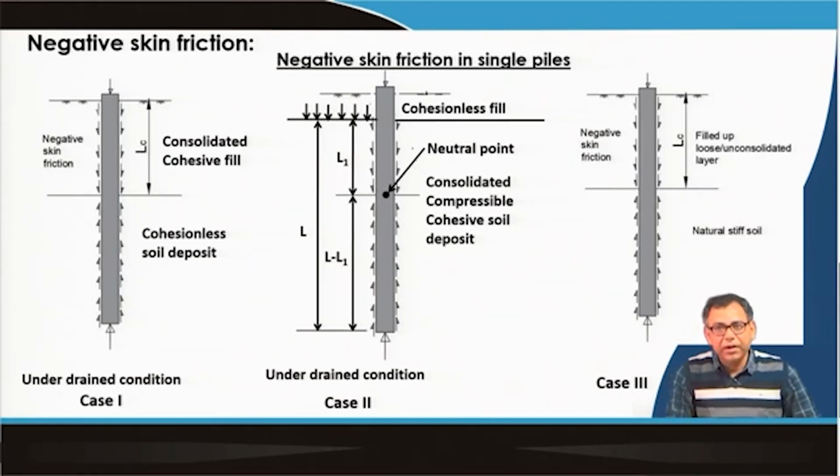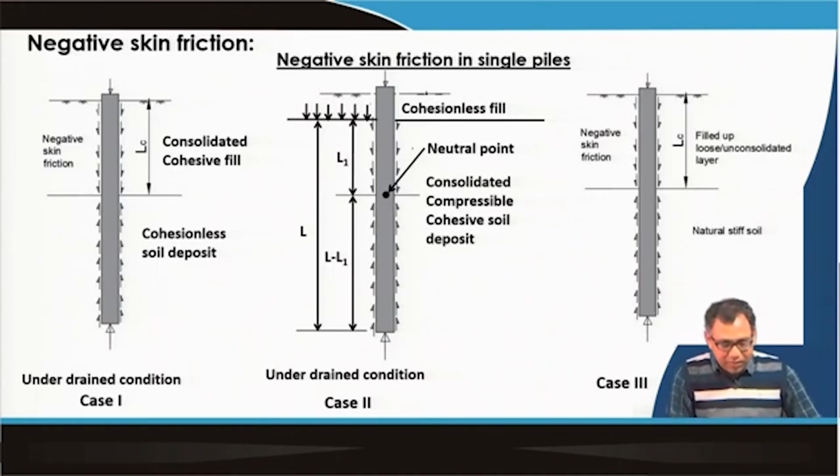So, we have to take care of this negative friction by measuring the amount of negative friction that the soil or the fill is generating, so that we can subtract that amount of load from the load carrying capacity of the pile, and safely design this pile foundation. There are three cases that I will discuss. So, what are these three cases?